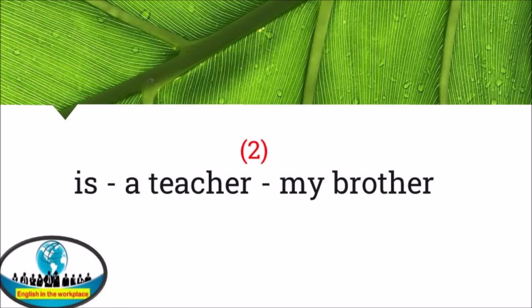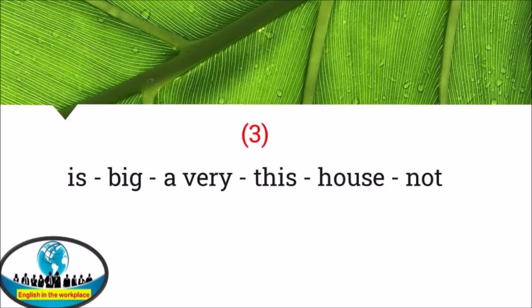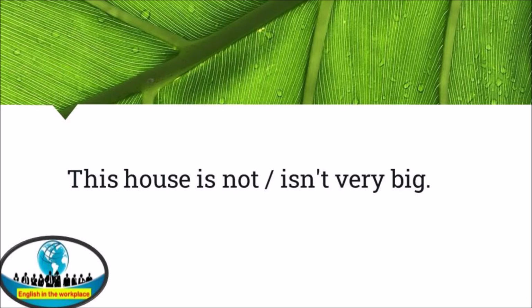Is a teacher my brother? My brother is a teacher. Brother, singular. Singular, only one, so we give it is. Is big, a very, this house not. This house is not very big, or this house isn't very big.